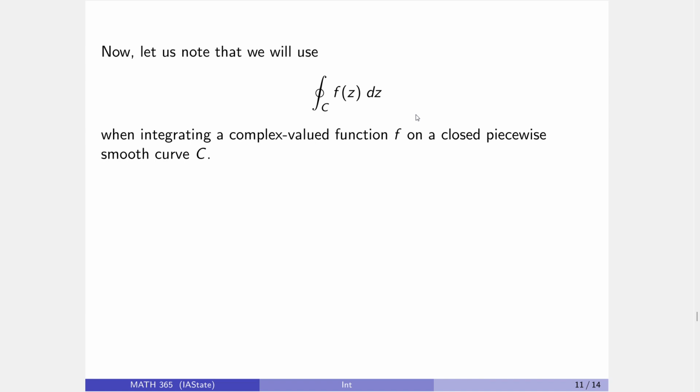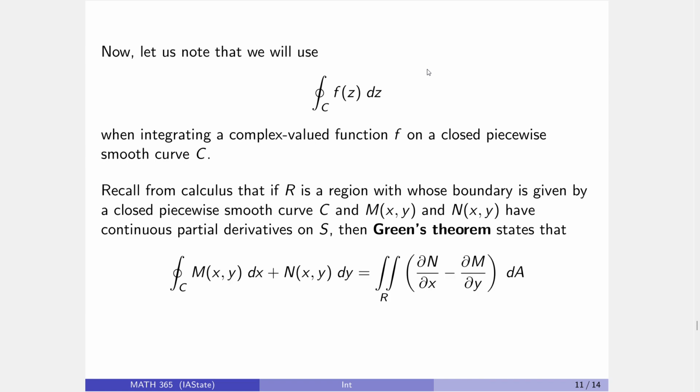Hopefully, somewhere in your brain, you remember that this symbol converts very nicely, so long as the thing you're integrating is reasonable. Recall that if you've got a region with a boundary given by a closed piecewise smooth curve, and you've got two functions, M and N, with continuous partials, Green's theorem says that this integral converts to a usual double integral from calculus, where you're integrating over the region, and you do the partial of N.